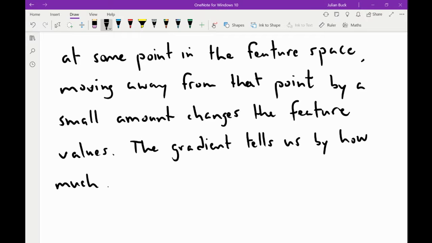So, and it can do this for every direction. So any way that we want to move from that point, off the point, to some other point in the feature space, the gradient will describe how all the different features change.